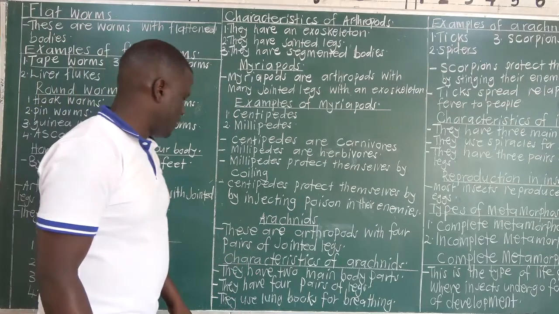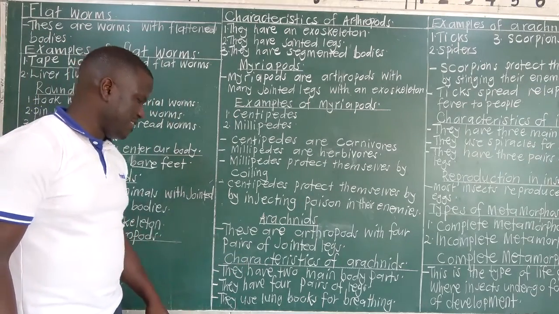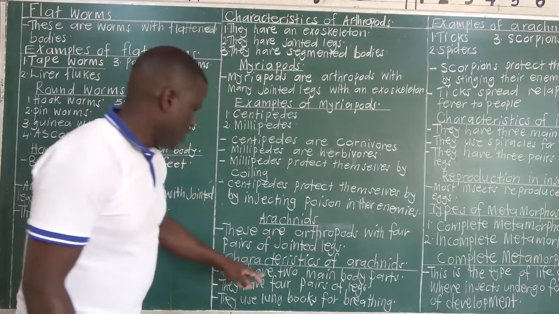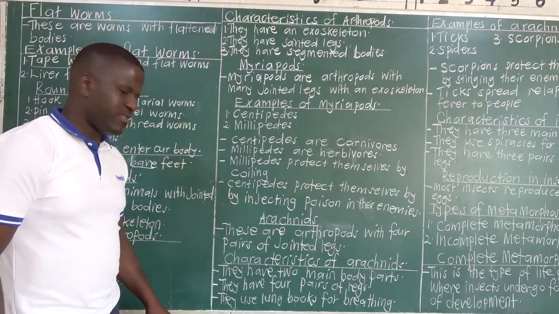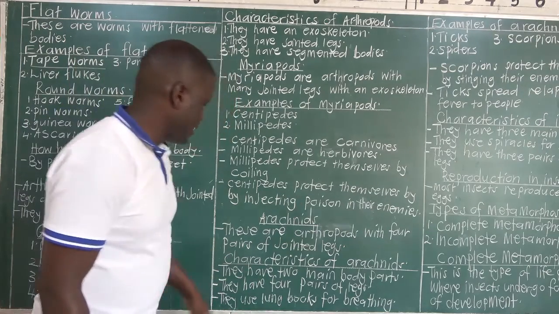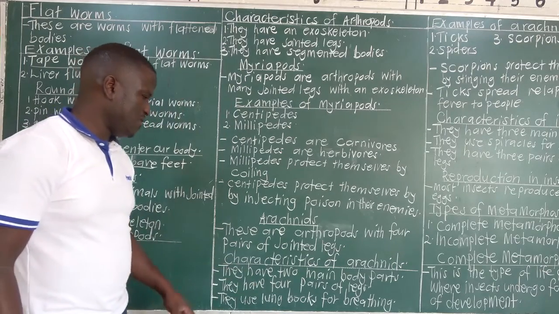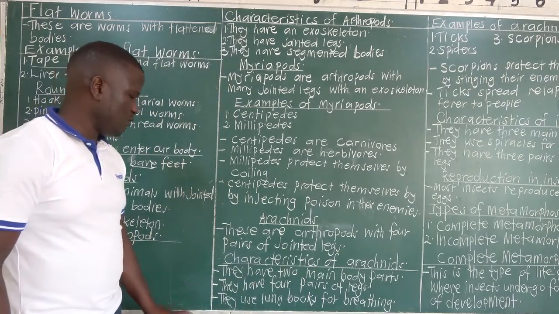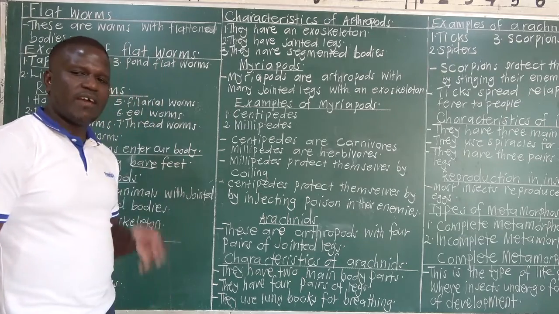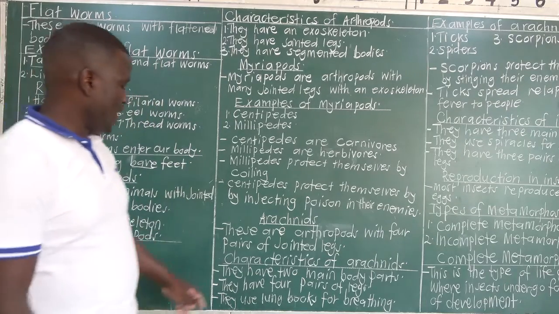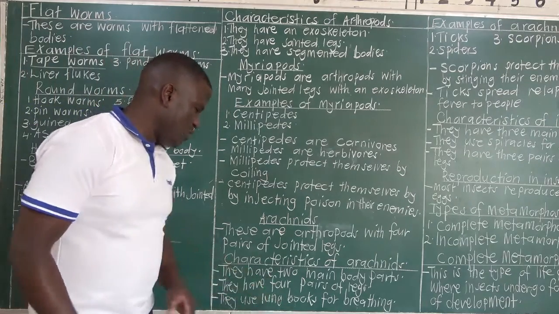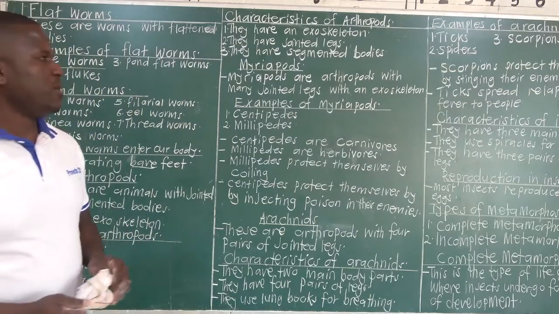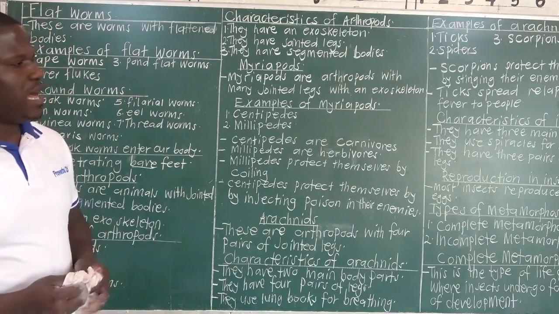We have 3 major characteristics of arachnids. They have 2 main body parts. They have 4 pairs of jointed legs, or 8 jointed legs. Lastly, they use lung books for breathing.